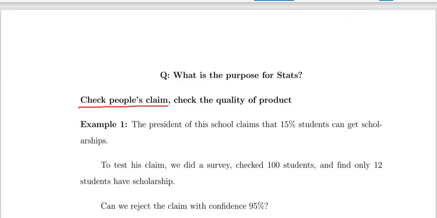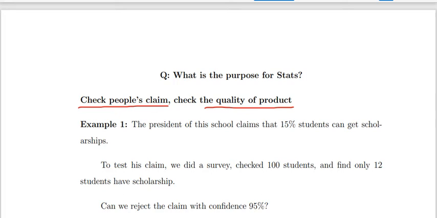For example, people always say my product is very good. Some salesmen will say the quality of our product is very good. So we want to check their claim, like we want to check the quality of the product. They always say their product quality is good, but we want to check. This is quite a common story in our daily life. Some people say something, so before we can believe them, we want to have a check.